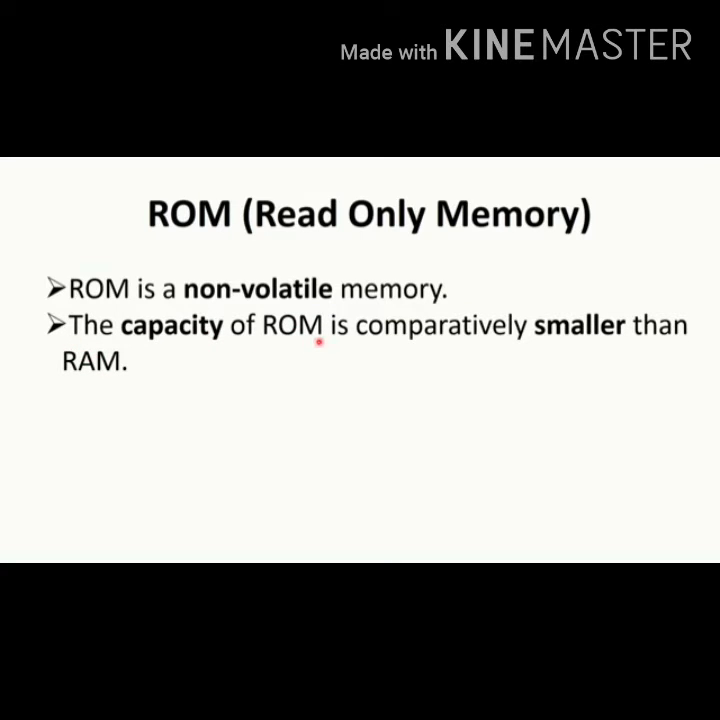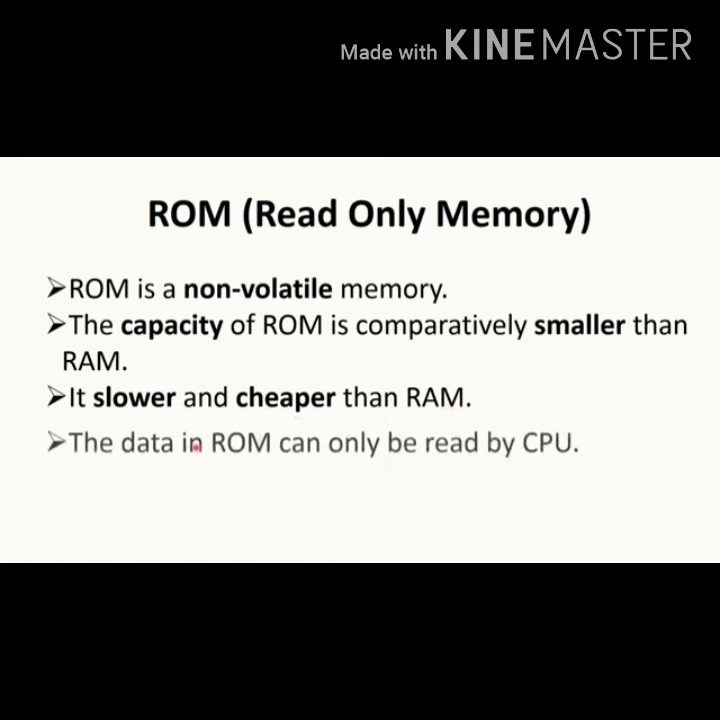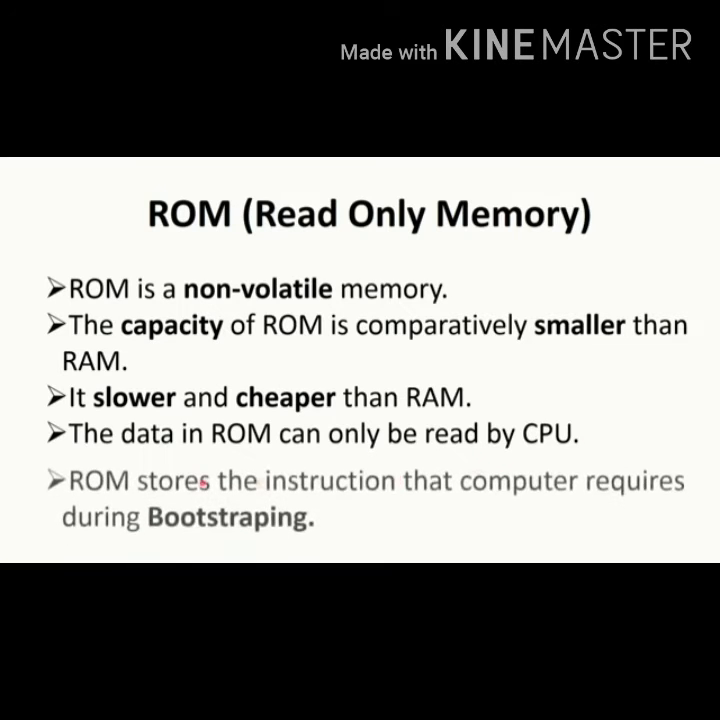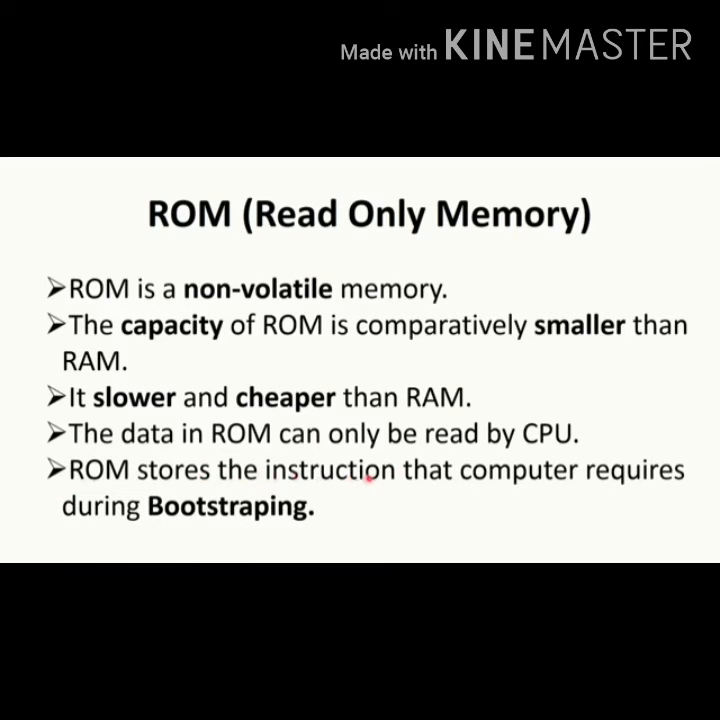The capacity of ROM is comparatively smaller than RAM. It is slower and cheaper than RAM. The data in ROM can only be read by the CPU. That's why it is said to be read-only. The data in ROM cannot be modified. ROM stores the instructions that the computer requires during bootstrapping.